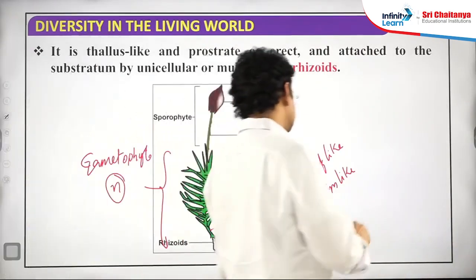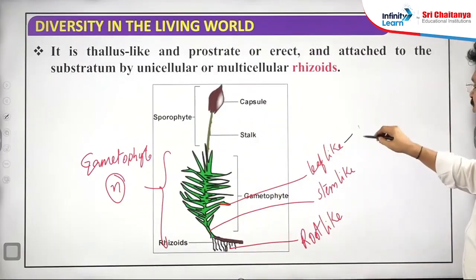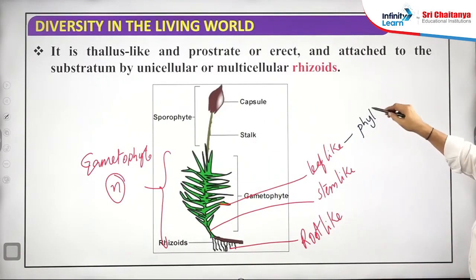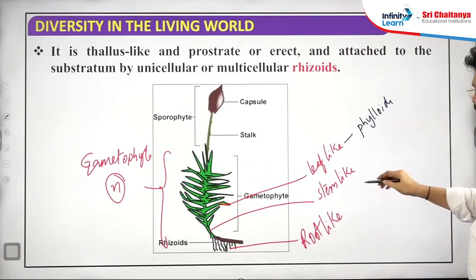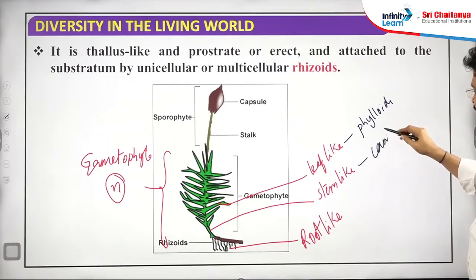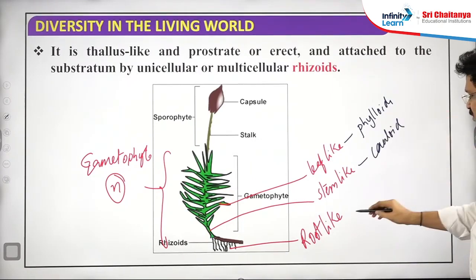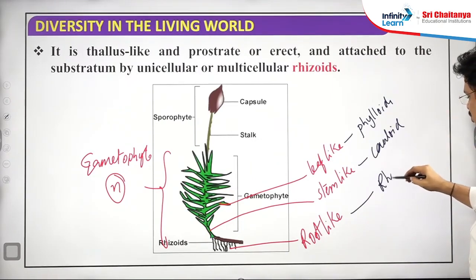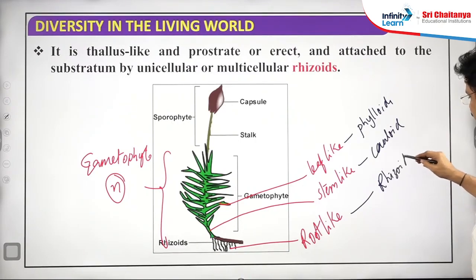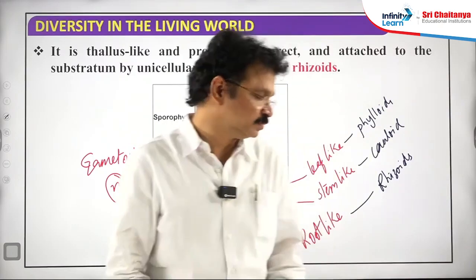The leaf-like structures of the bryophytes are called phylloids. The stem-like structure is the caulloid. Root-like structures are rhizoids. All these are technical names.